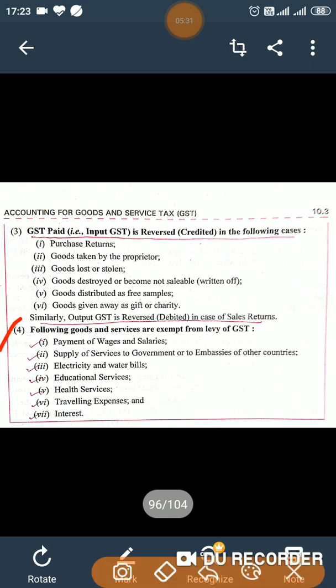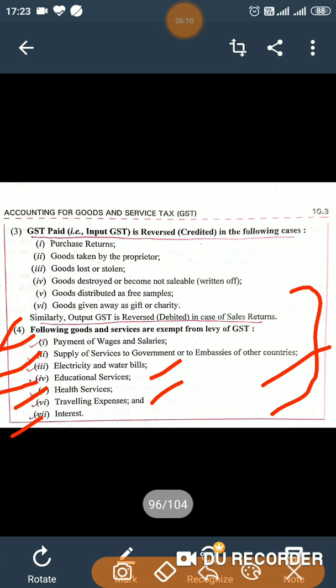Another piece of information is that the following goods and services are exempt from levy of GST. What are those goods and services on which GST is not charged? Payment of wages and salary, supply of services to the government or embassies of other countries, electricity and water bills, educational services, health services, traveling expenses, and interest. These are the cases where GST is not going to be charged. Keep this information in mind while you are recording the transaction.